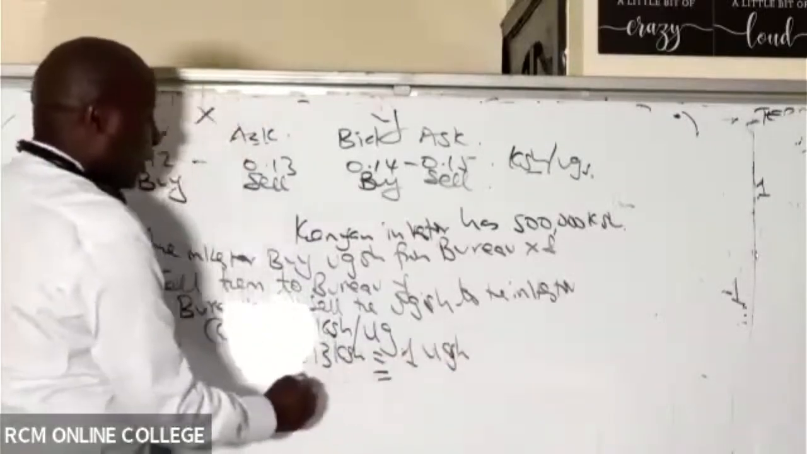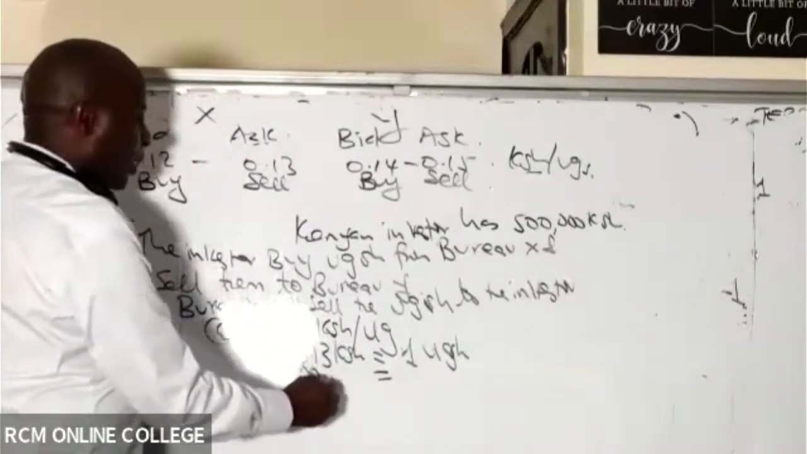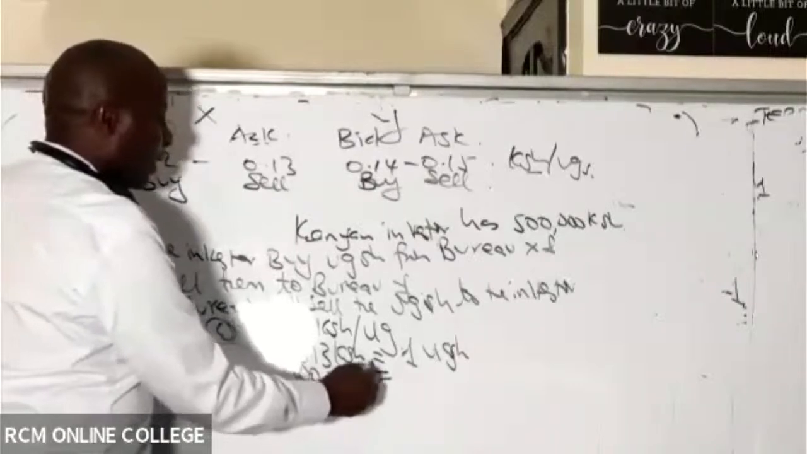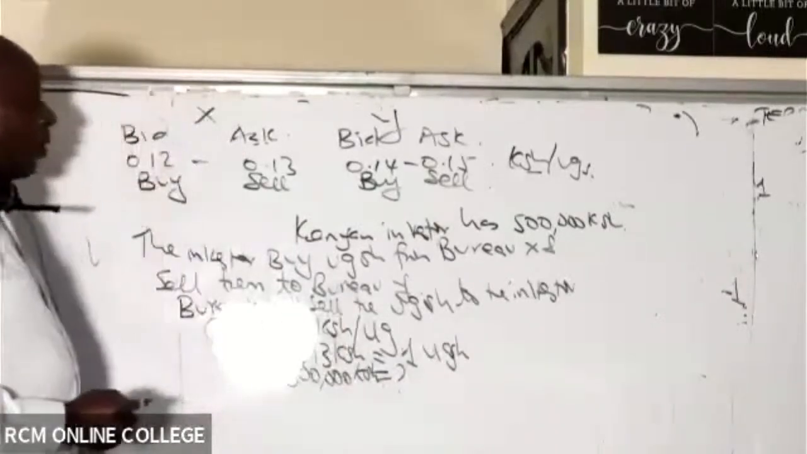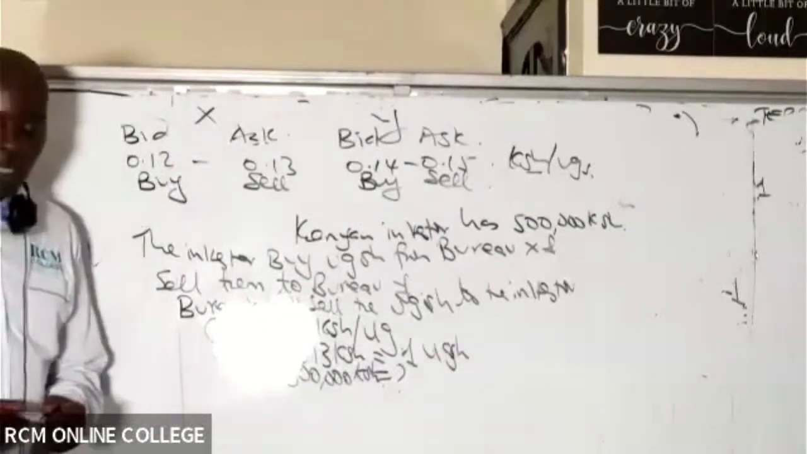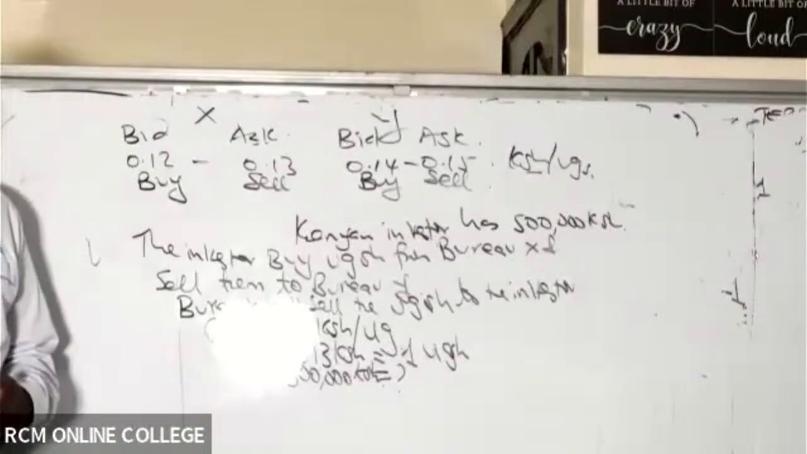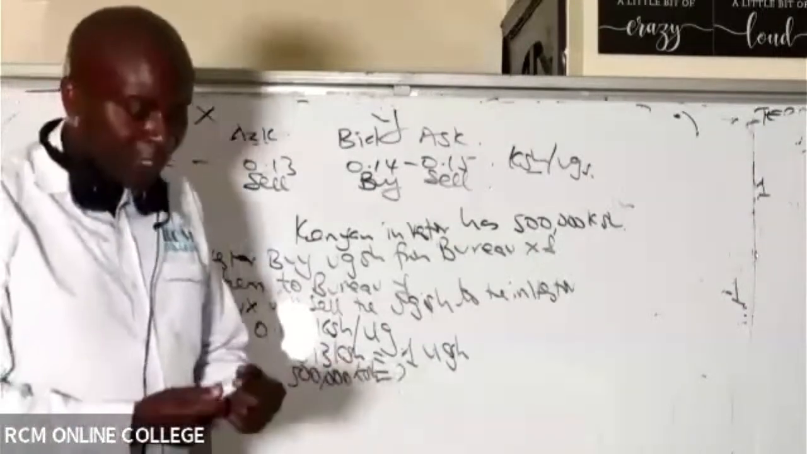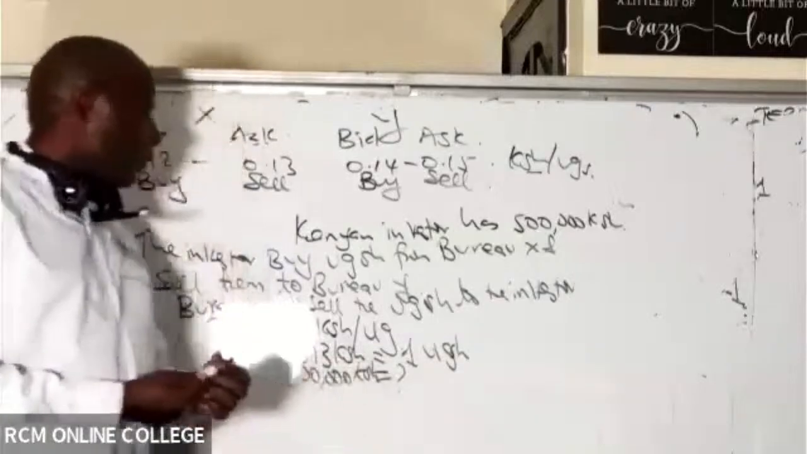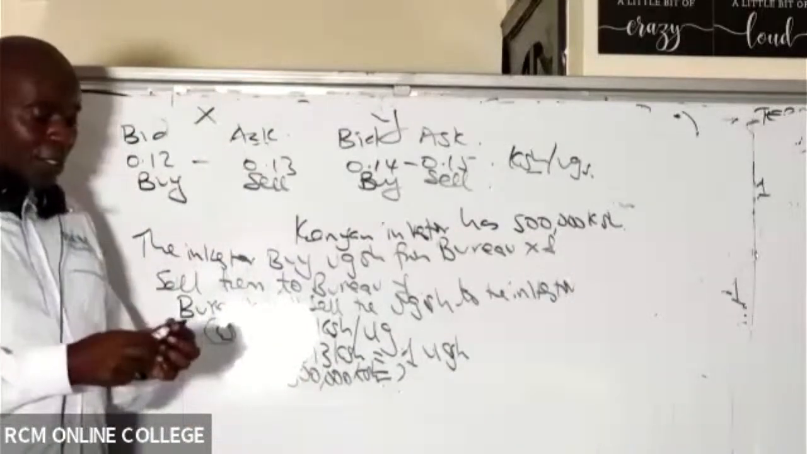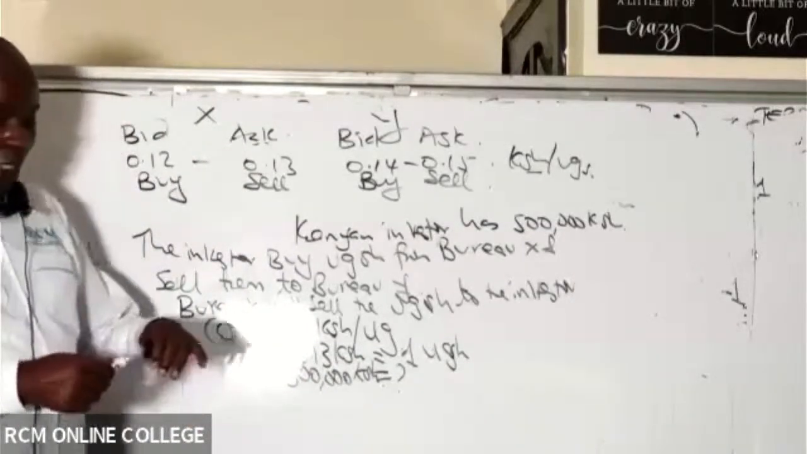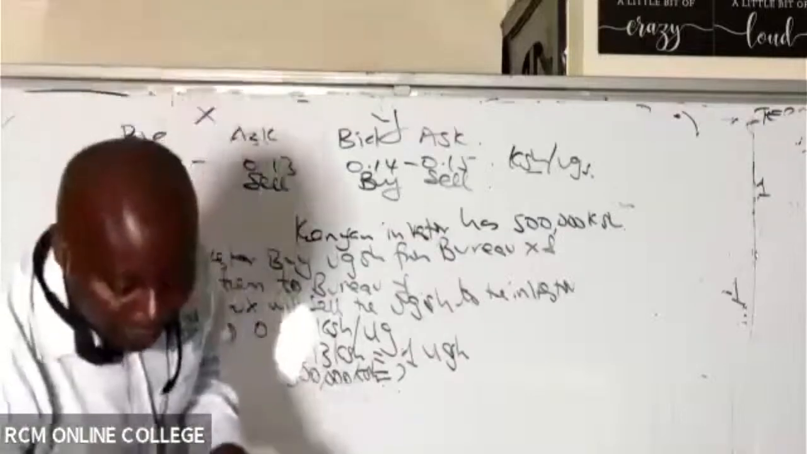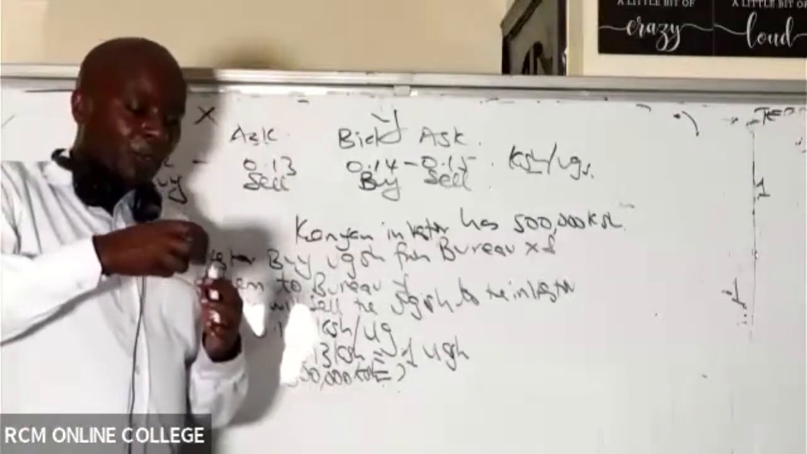How about the 500,000 Kenya shillings that this guy has? Please go ahead and do your calculations and give me the figures here. How about the 500,000 Kenya shillings that he has, and how many Uganda shillings will he be able to get?